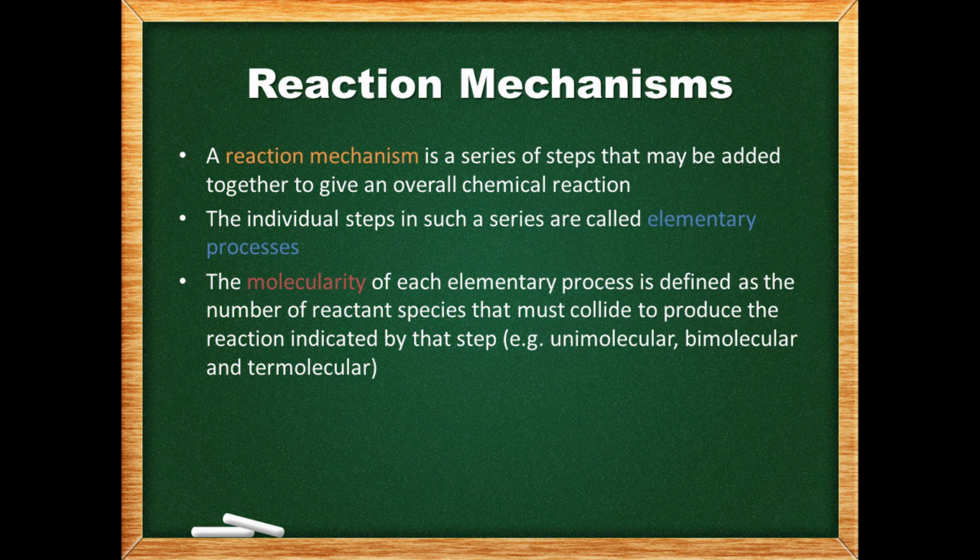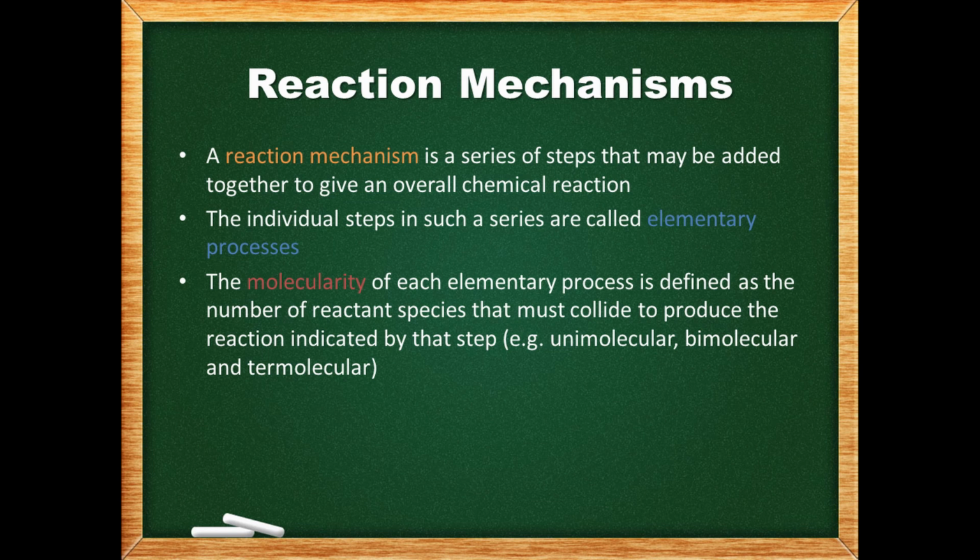A reaction mechanism is a series of steps that may be added together to give an overall chemical reaction. The individual steps in such a series are called elementary processes, which are themselves individual balanced chemical reactions. The molecularity of each elementary process is defined as the number of reactant species that must collide to produce the reaction indicated by that step.